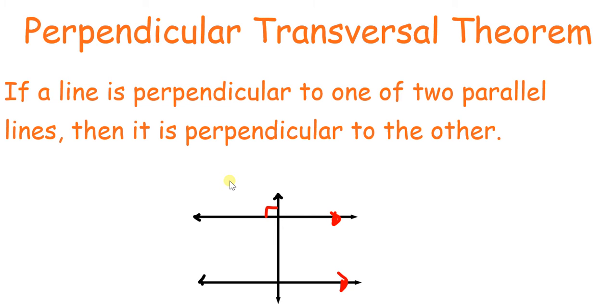Okay. Then we have the perpendicular transversal theorem that can also be proven. If a line is perpendicular to one of two parallel lines, then it is perpendicular to the other. If you were doing a proof on this to show me that, you would want to first know the definition of perpendicular. You would want to know that perpendicular lines intersect to form right angles.